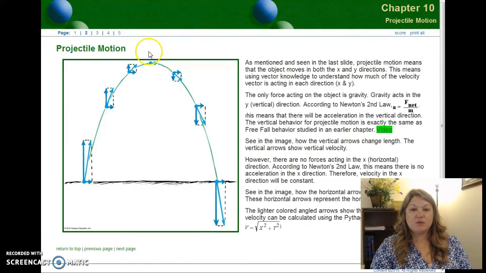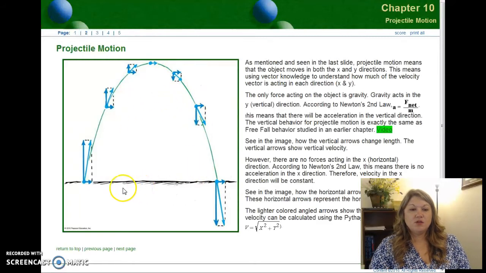This is probably the most important slide right here. What's happening in the vertical direction is completely independent of what's happening in the horizontal direction. Keep them separated. So we've got to use our vector knowledge to figure out what's going on here.